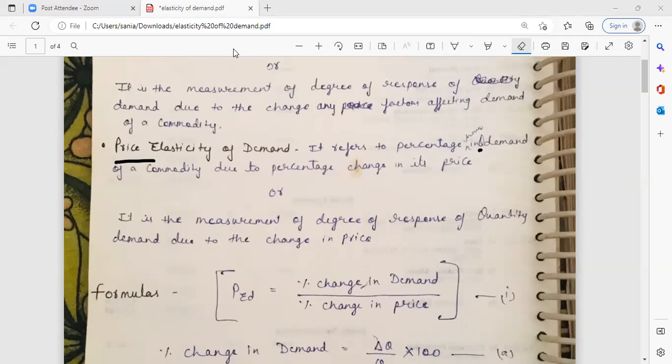Ma'am, in the definition of price elasticity of demand, what is written after it refers to percentage? Okay, percentage change in.